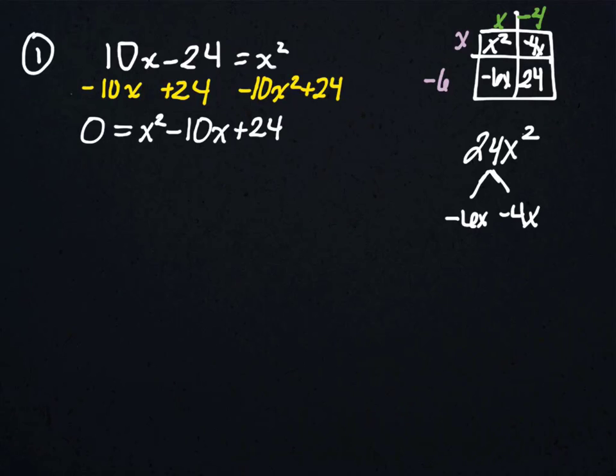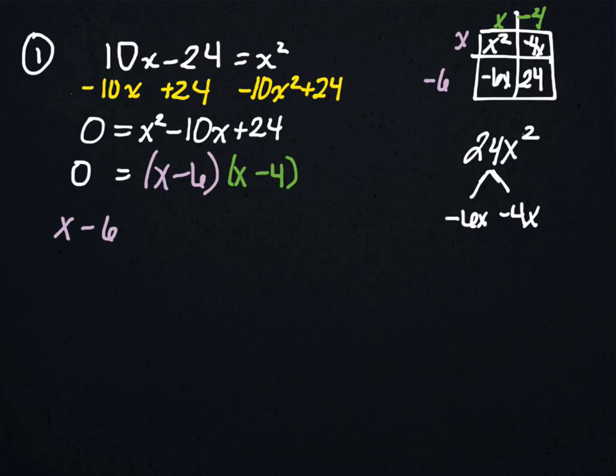So I'm going to come over and put 0 equals, and then I'm going to write out my factors. And the first one I have is x minus 6. The second one is x minus 4. And so what this means is something times something else is going to equal 0. Well, that's going to be the only way that's true is if either one of those factors is equal to 0. So we'll solve for x minus 6 equals 0 and x minus 4 equals 0.